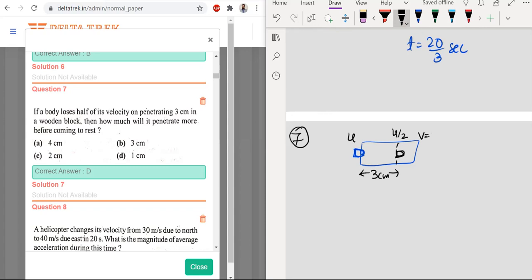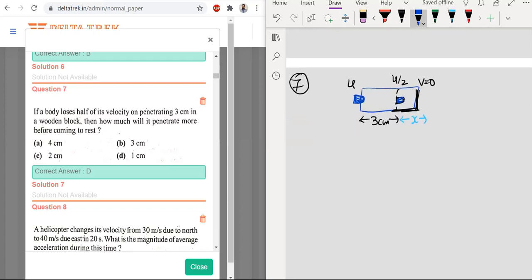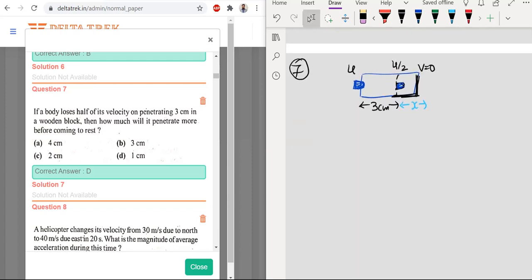The final target is to stop. So how much distance is it going to cover till it stops? Let's say this is x till it stops. Now let's use the logic of till it stops. What was the logic till it stopped? Suppose somehow it started from u and stopped at 0. So it covered a distance, let's say d. I can use any value.